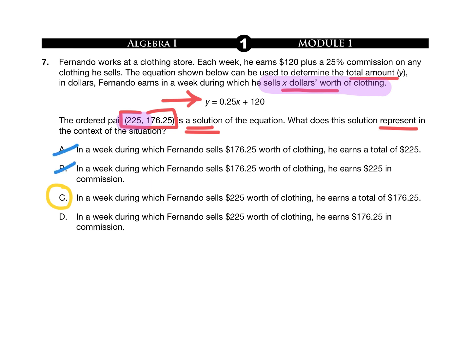Now between C and D, I have to see which answer makes more sense. And we can see that y is representing the total amount in dollars that he earns, not his commission, his total amount. So that's why C is a better choice than D. D just has it being a commission, where C is his total amount of $176.25.